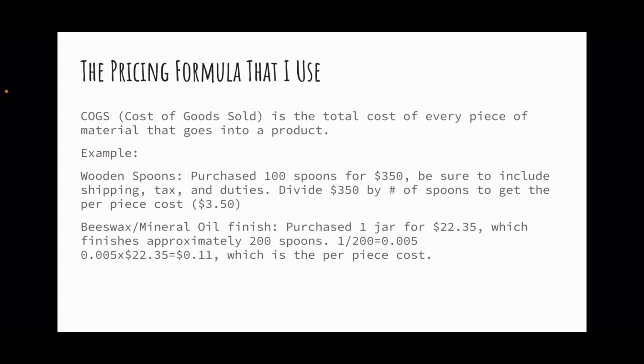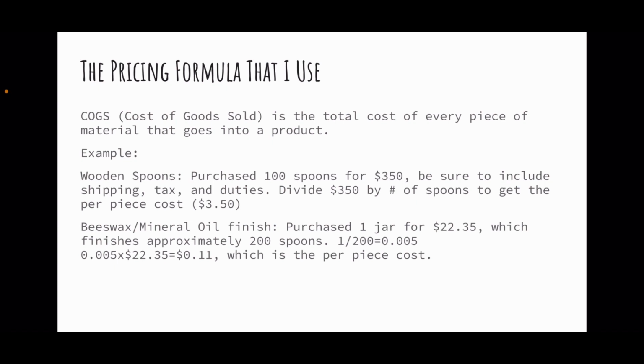And so the next part of the calculation is the beeswax mineral oil finish that I use. So let's say that I purchased one jar for $22.35, which finishes approximately 200 spoons. So we divide 1 by 200, that will get us 0.005. Multiply that by the cost of our entire jar, that is going to get us 11 cents, which is going to be the cost per piece for the oil.